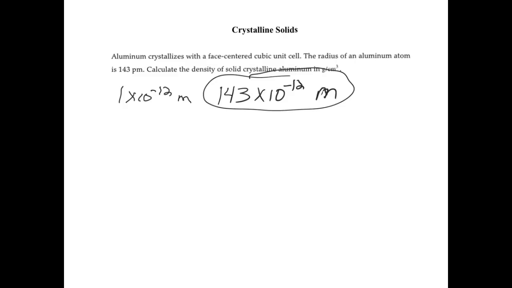And we're given the radius of the aluminum atom, and that's 143 picometers. And a picometer is 1 times 10 to the minus 12th meters. So it's pretty small. So 1 times 10 to the minus 12th, that's what pico means, meters. So if we were to write this out, we could write this as 143 times 10 to the minus 12th meters. So 143 picometers would be 143 times 10 to the minus 12 meters. Or you could write it as 1.43 times 10 to the minus 10th meters. It's equivalent to either of those. Those are the same thing.